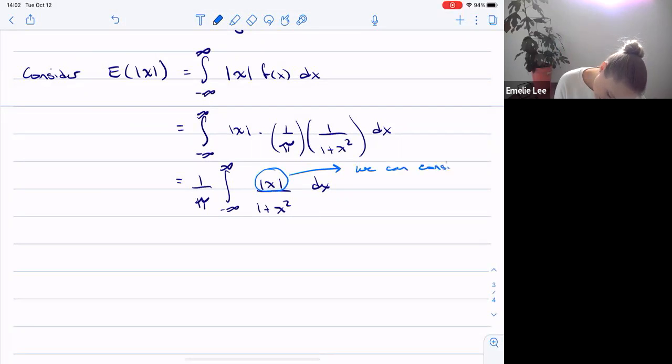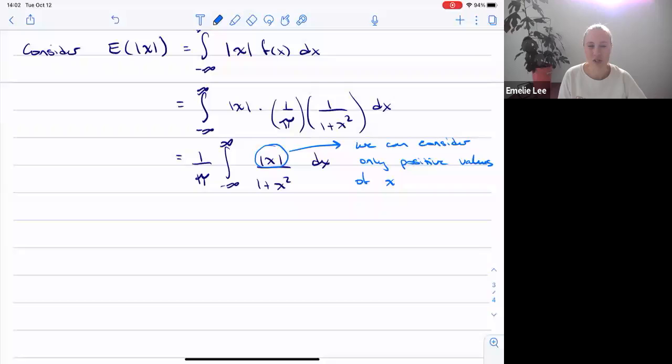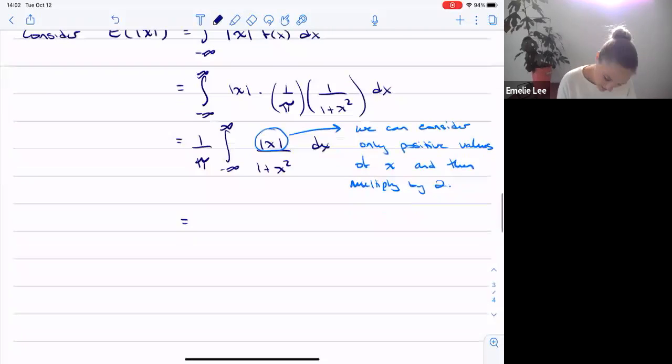We can consider only positive values of x, and then just multiply by 2. So what we get then is 1 over pi times 2. I'm going to highlight that because that's new.